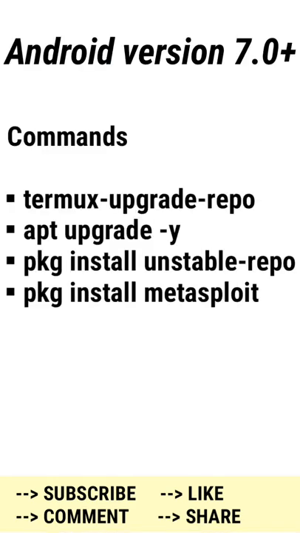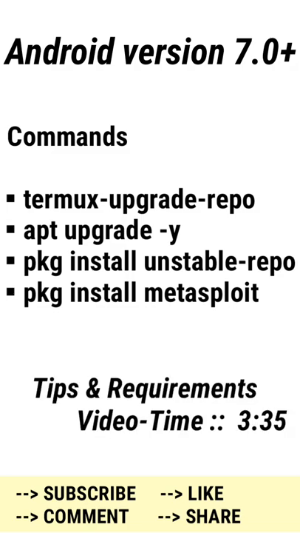Now what about Android version 7.0 or greater? To install Metasploit on those devices, you have to enter the following commands one by one. Number 1. termux-upgrade-repo. Number 2. apt space upgrade space -y. Number 3. pkg space install space unstable-repo. Number 4. pkg space install space metasploit. After entering this, wait for the complete installation. There are a few requirements to do this. Go back to this time in the video to watch them.